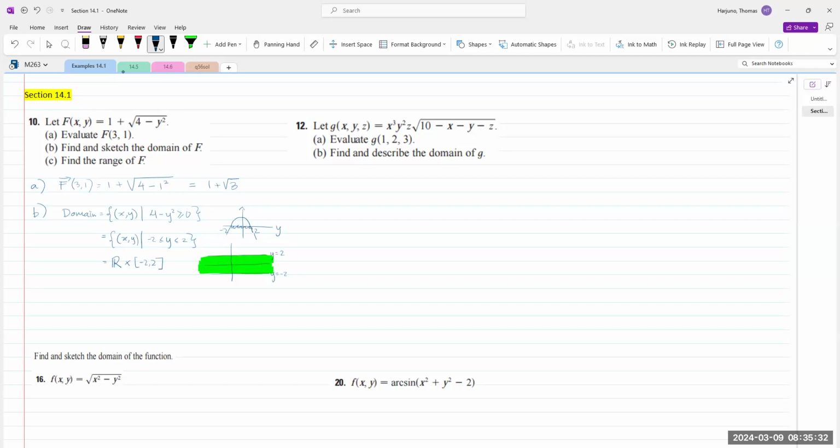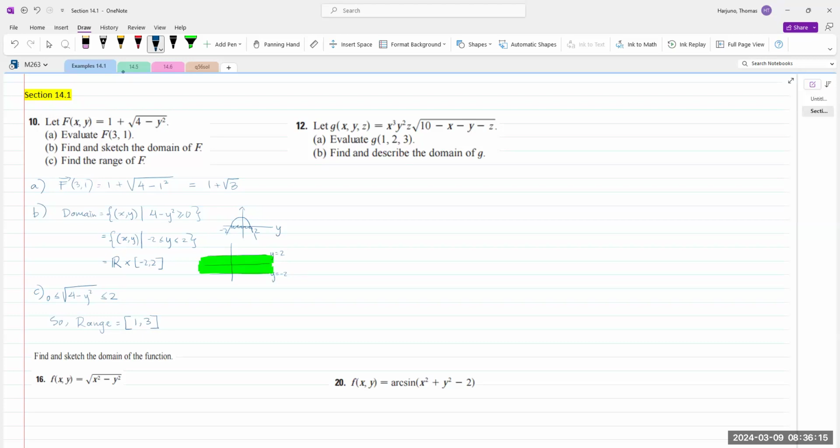And then how about the range of f? The minimum for the square root of 4 minus y squared is 0, when y is negative 2 or 2, and it is maximum when y is 0. So because of that plus 1, the range will be from 1 to 3. That's for part C, and then number 10 part C.